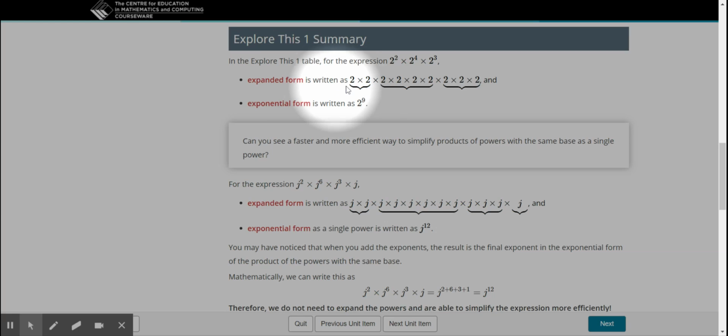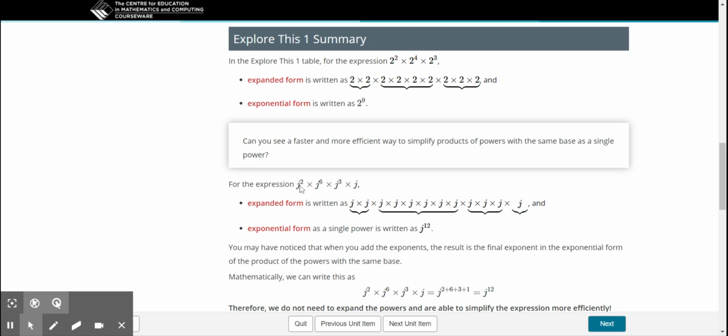But of course, this is very lengthy. And here's the key question for us. Can we see a faster, more efficient way to simplify products with the same base as a single power? In other words, is there a way that we can save time by not having to write all these lengthy expressions that are part of expanded form? So let's take a look at one more example, and hopefully that will lead us to the product rule.